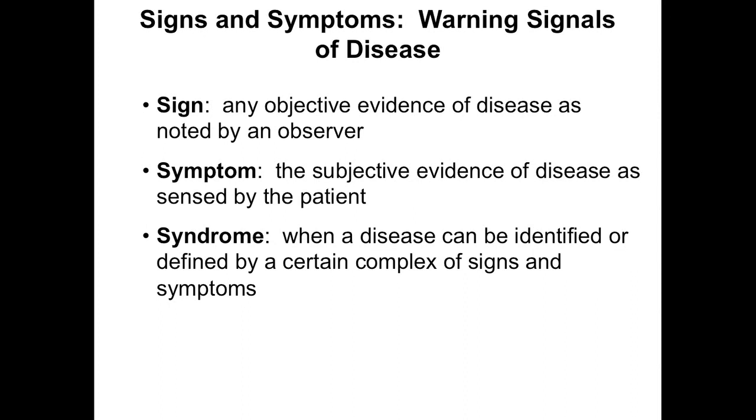A symptom, on the other hand, is the subjective evidence of a disease as sensed by the patient. So a symptom would be things like, oh, I have a sore throat that can't be seen, or I feel achy. That can't be objectively seen by a doctor. It needs to just be described by the patient.